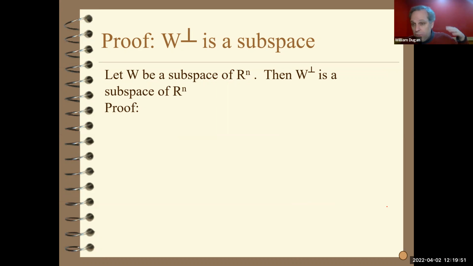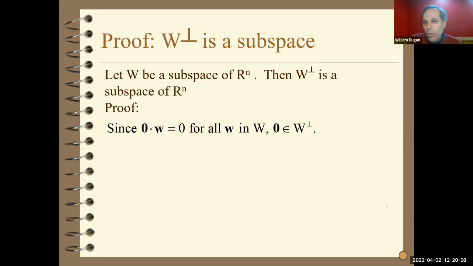Remember, to show that something's a subspace, there are 3 things. You have to show that the 0 vector's in it. You have to show that if you have 2 vectors in it and you add them, it's still in the space. And then if you take a scalar and a vector in that space, the scalar multiplication is back in the space. I'll show you how to do all of them really quickly. So notice that 0 dot W is just 0. So automatically the 0 vector is in W perp, because its dot product is 0 with everything.